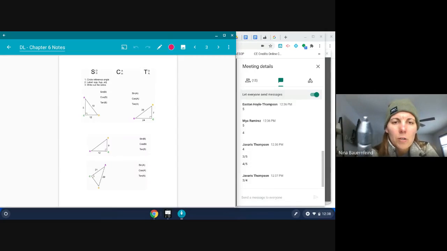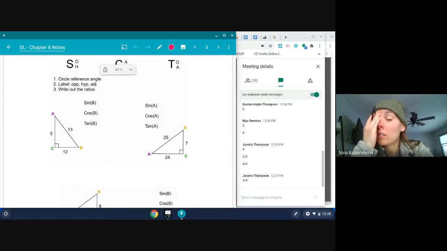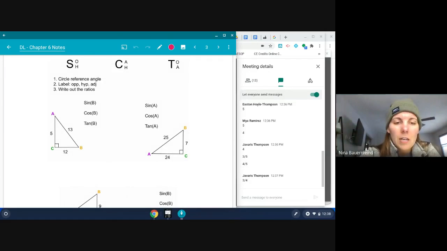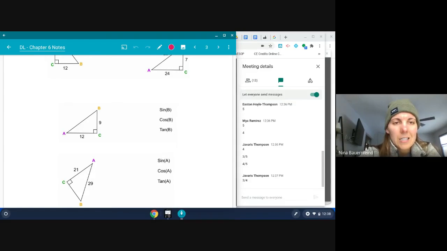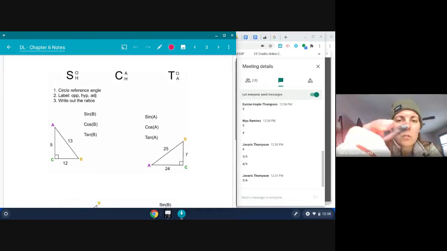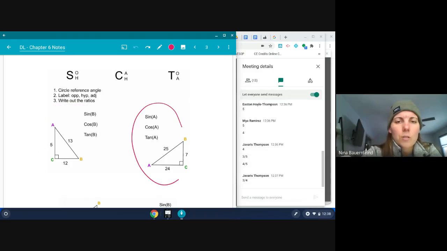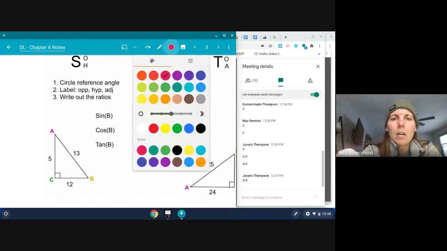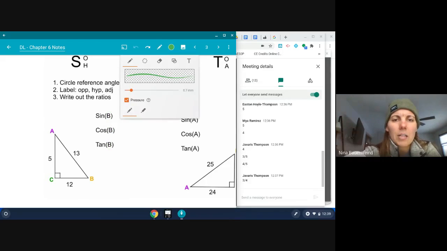Okay. We're going to do just a couple more. I want you guys to do these with me, and then I'm going to have you do this one by yourself and check your answers with me. All right, so reference angle in this one is B, B, B. So that means our reference angle is B.